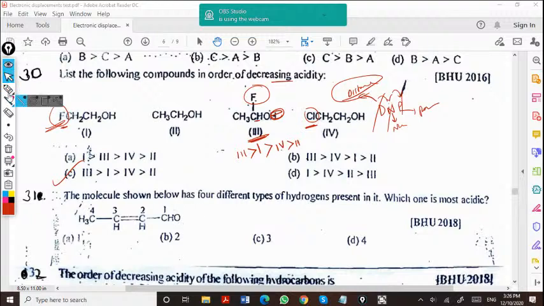The molecule shown below has 4 different types of hydrogen present. Which is most acidic? So 1, 2, 3, 4 different kinds of hydrogens are given. But the thing is, each will have different kinds of acidity based on the anion stability. Let's make the anions on each carbon. Remove the hydrogen and make the anion. So among all these, I think the fourth hydrogen will be more acidic because the anion that's going to generate will be in conjugation, okay, up to the carbonyl level.